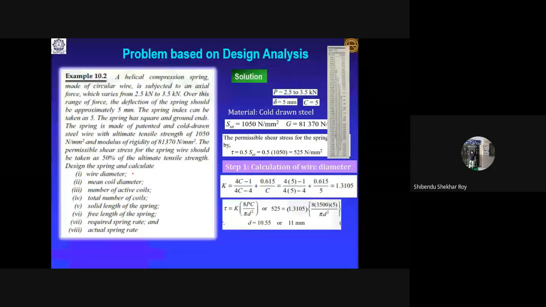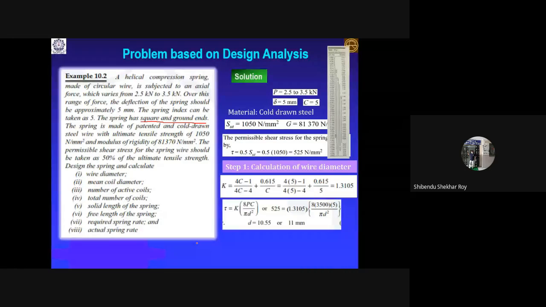The spring index, that means capital C, can be assumed as 5. Here it is mentioned as 5, so it is within the range of 3 to 12, so it is okay. The spring has square and ground ends. That basically tells you total number of coils equals number of active coils plus 2. So that will be the information we get from this particular statement.